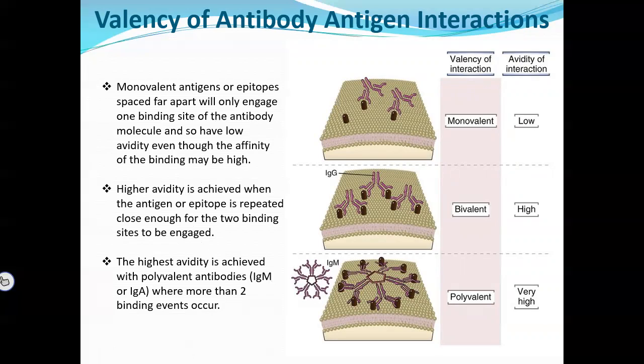So again, think of one big magnet that binds with a strong magnetic force compared to 5 or 6 little magnets that bind with less magnetic force.